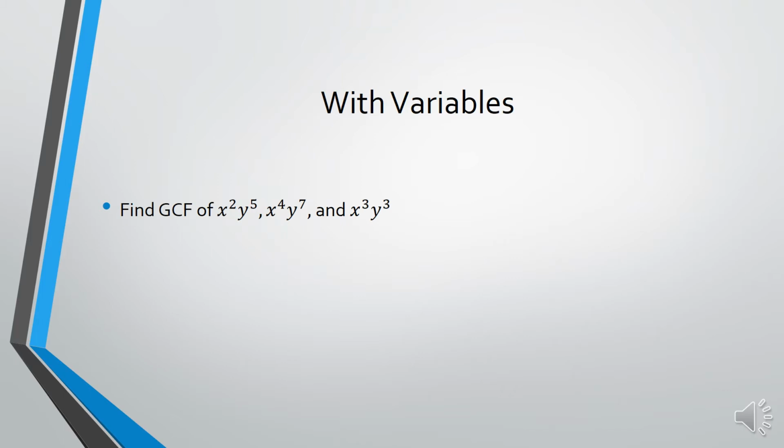With variables, it's actually a little bit easier than it is with numbers. So the greatest common factor of x squared y to the 5th, x to the 4th y to the 7th, and x cubed y cubed. Because x appears in all three of these terms, I am going to have x in my greatest common factor. For the exponent, what you want to pick is the smallest exponent that you see for x. So of the exponents 2, 4, and 3, the smallest would be 2. So that's going to be part of my greatest common factor.